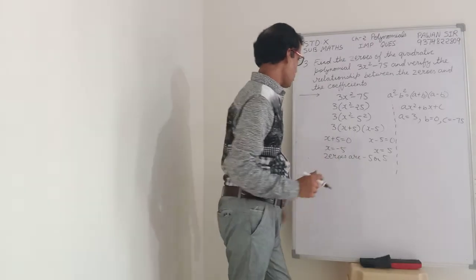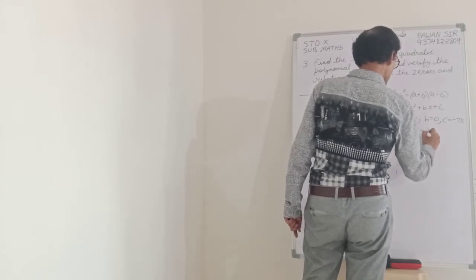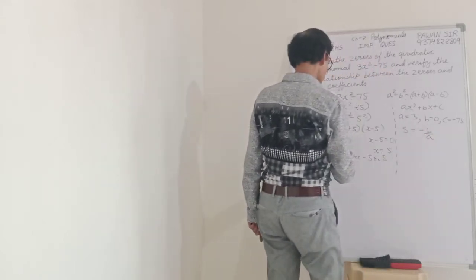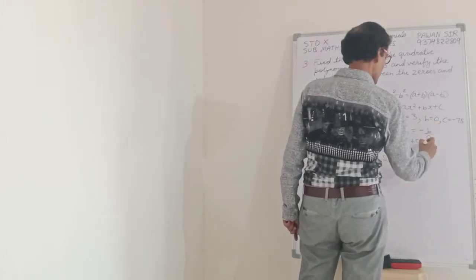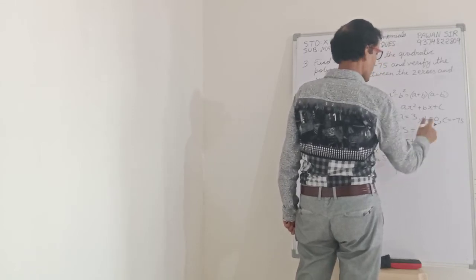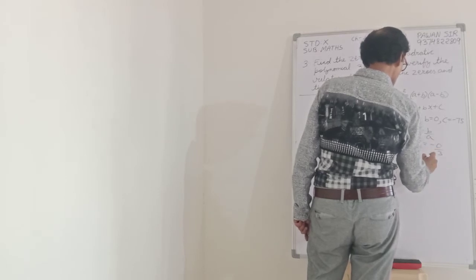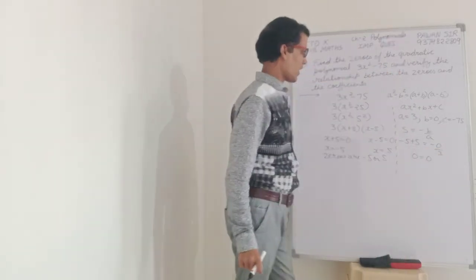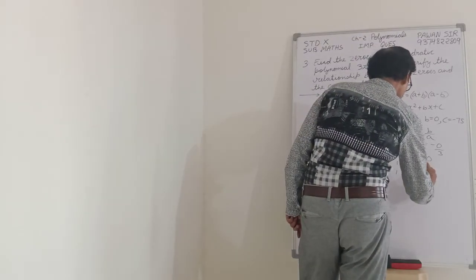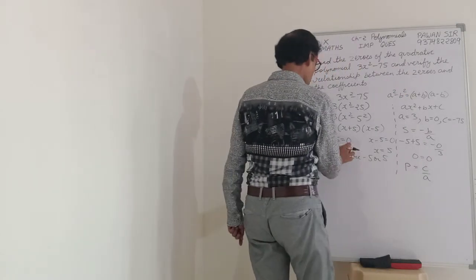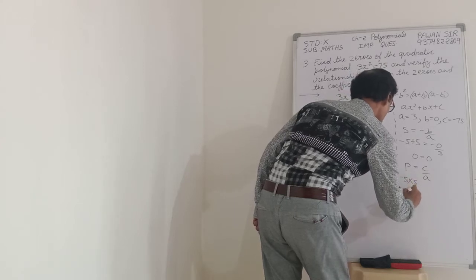Now what is the sum of these zeros? As you know, the formula for this is -b/a. So here the sum is -5 + 5 = 0. And from this relation -b/a, what we get? -0/3, so 0 = 0. So this is correct. Now what is the product of the zeros? It is c/a. You find the product of these zeros, what we get? -5 × 5 = -25.